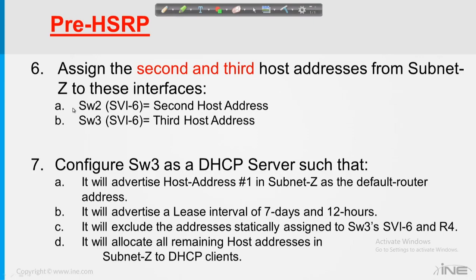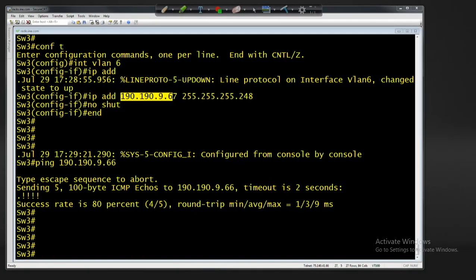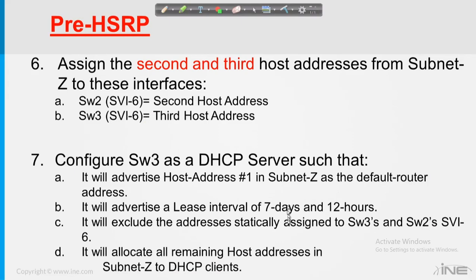Now number 7, configure switch 3 as a DHCP server such that it will advertise host address number 1 in subnet Z as the default router address. It will do a lease time of 7 days and 12 hours. It will exclude the addresses statically assigned to switch 3's SVI 6 and R4. Shouldn't say R4, one second, because R4 is not participating in this. So it will exclude the addresses statically assigned to switch 3's and switch 2's SVI 6. It will allocate all remaining host addresses.